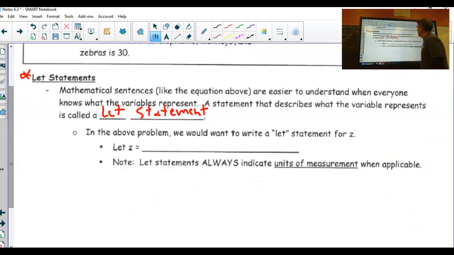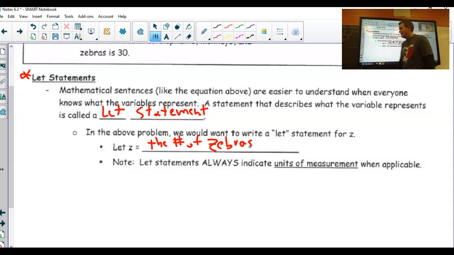In the above problem, we would want to write a let statement for the letter Z. And what do you think Z would represent? Well, of course, it would represent the number of zebras.